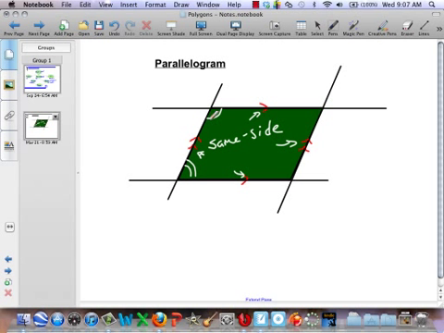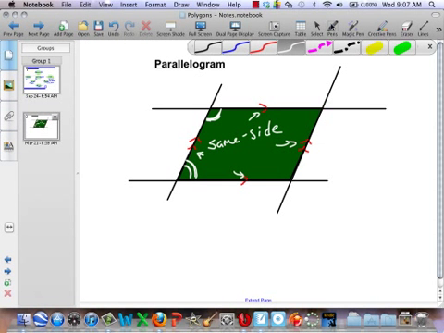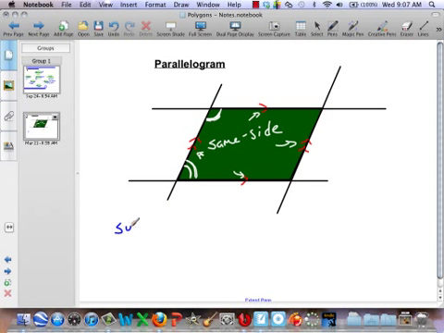and that the consecutive interior angles are supplementary. That's one of the things I want you guys to remember. So these two right here are supplementary, which means they add up to 180. And that kind of makes sense here.